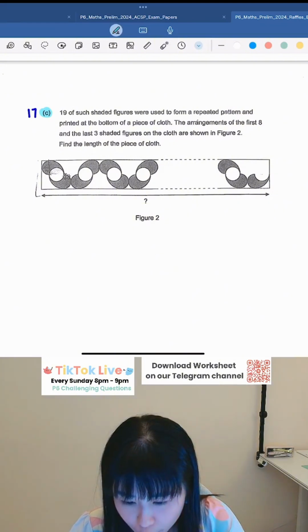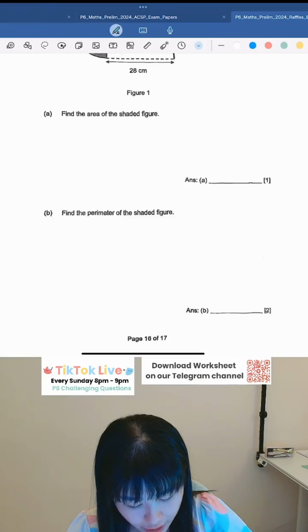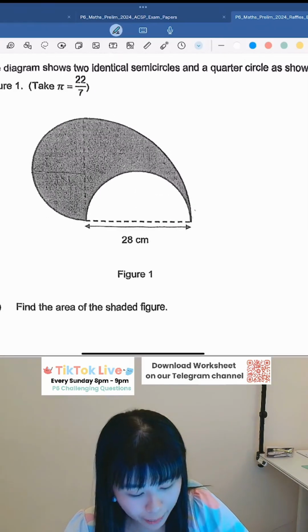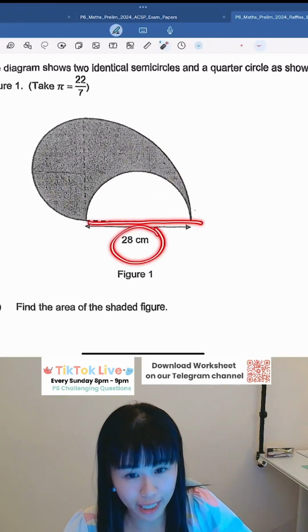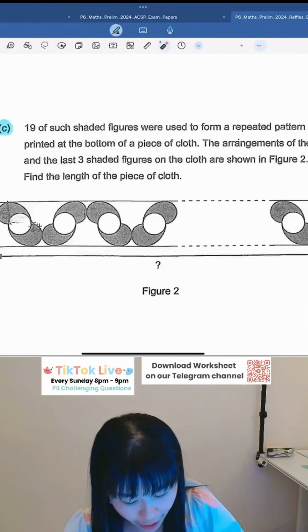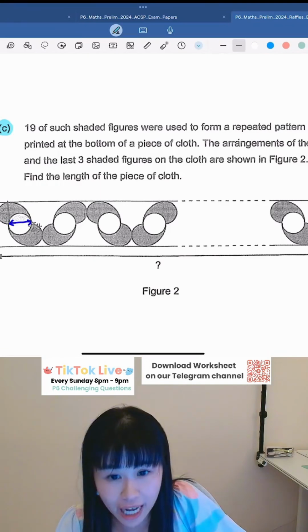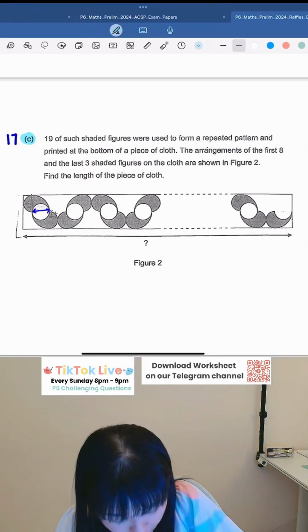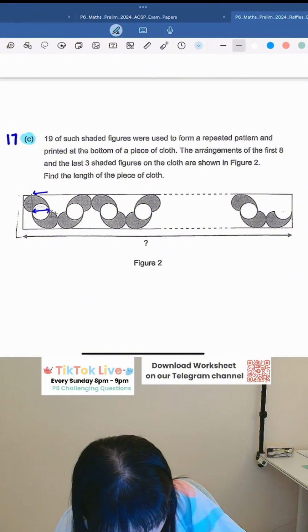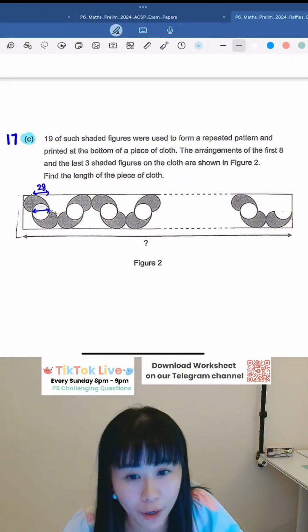To be able to solve for C, you will need a context here, which is that the diameter for this unshaded part is 28. So I'm going to bring down this fact to the diagram here, whereby the diameter of that unshaded part is 28. So I'm going to pull this 28 and put it above.